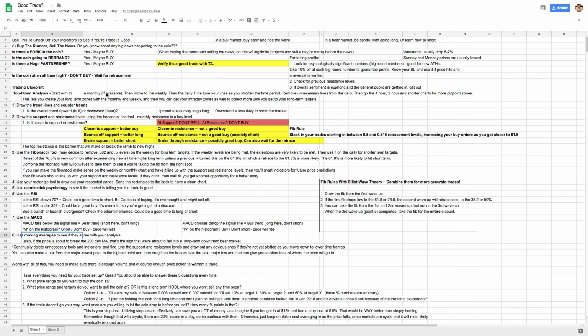Weekly is fine too because it's such a young market. And then move to the weekly and then the daily, and then fine-tune your lines as you shorten the time period. Remove any unnecessary lines from the daily, and then go to the 4-hour, the 2-hour, and the shorter charts for more pinpoint zones. So this is what we're going to do because this lets you create your long-term zones with the monthly and weekly, and then you can get your intraday zones as well to collect more until you get your long-term trade.